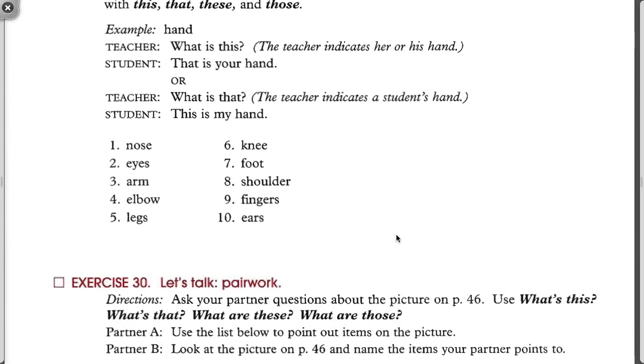Again, in class, a teacher or your partner would ask you, what is this? What are these? What is this? What are these? So the answer would be, this is my nose. Or those are your eyes. That is your arm. That is your elbow. Those are your legs.